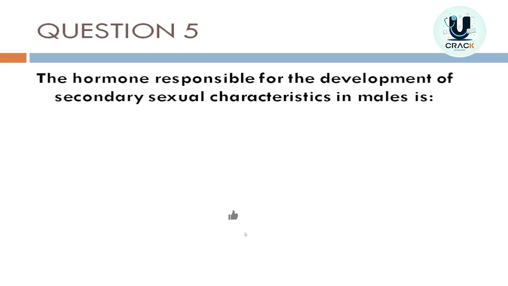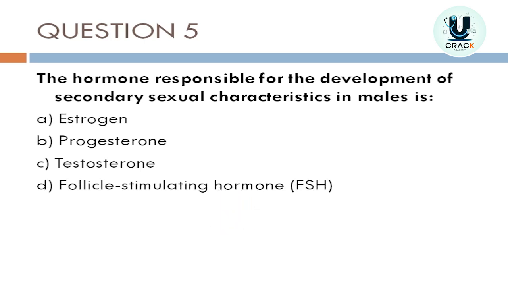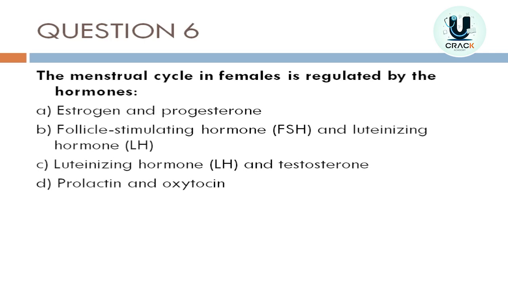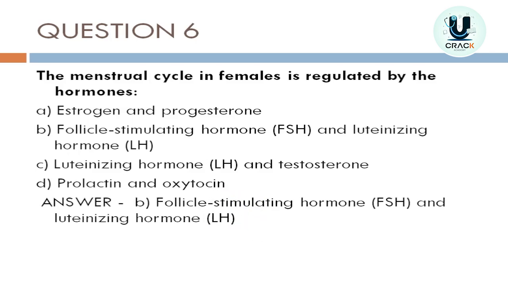Question number 5. The hormone responsible for the development of secondary sexual characteristics in male is A. estrogen, B. progesterone, C. testosterone, D. follicle stimulating hormone. Answer: C. testosterone. Question number 6. The menstrual cycle in female is regulated by the hormones A. estrogen and progesterone, B. follicle stimulating hormone and luteinizing hormone, C. luteinizing hormone and testosterone, D. prolactin and oxytocin. Answer: B. follicle stimulating hormone and luteinizing hormone.